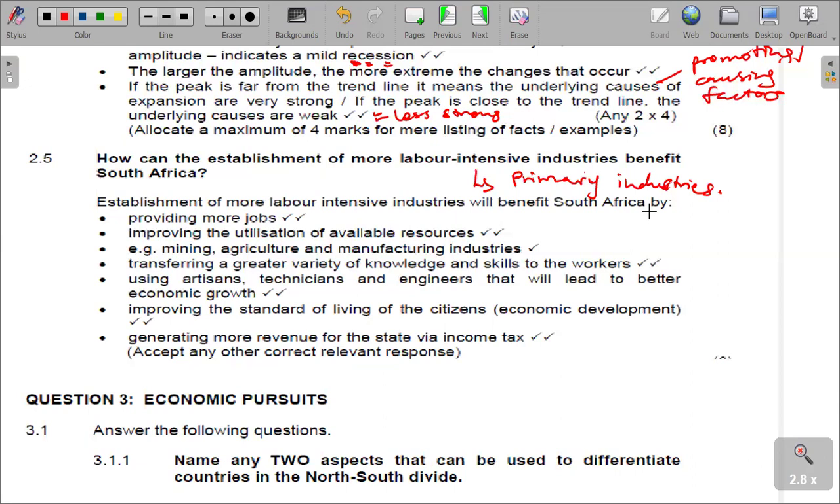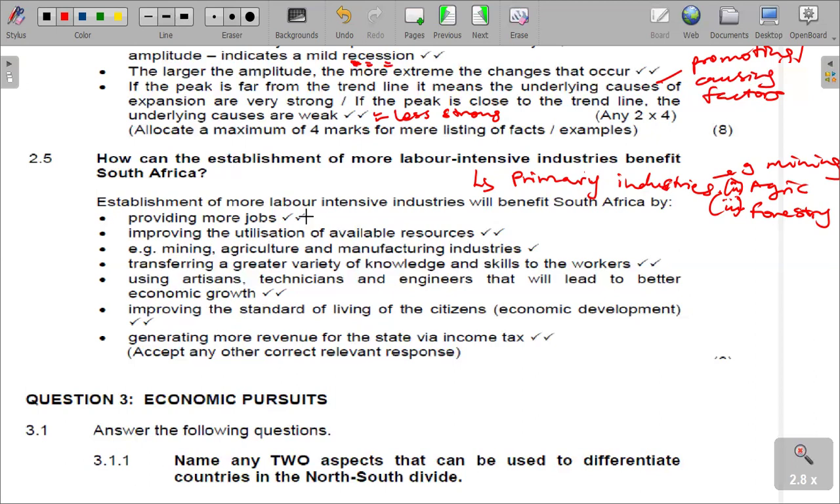We talk about mining, we talk about agriculture, we talk about forestry, to mention but a few of them. All those are examples of labor intensive industries, which absorb a lot of people in their operations. So the establishment of those labor intensive industries benefits South Africa by providing more jobs.